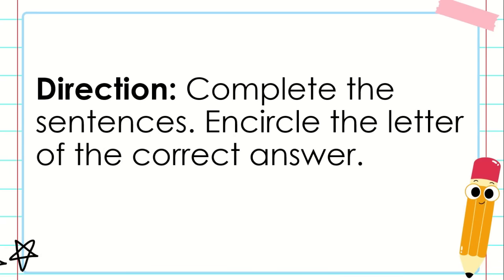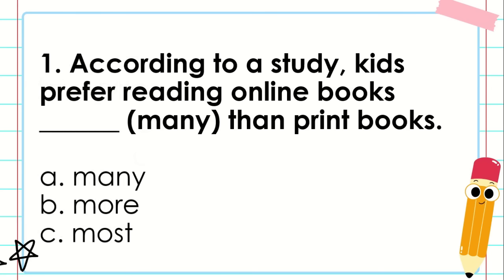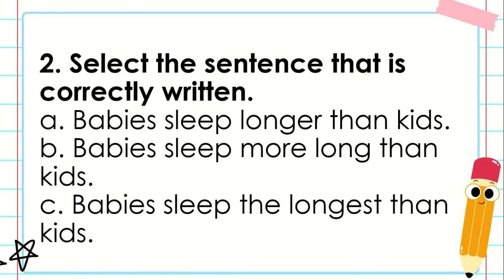Complete the sentences and circle the letter of the correct answer. Number 1. According to a study, kids prefer reading online books blank than print books. A. Many. B. More. C. Most. Number 2. Select the sentence that is correctly written. A. Babies sleep longer than kids. B. Babies sleep more long than kids. C. Babies sleep the longest than kids.